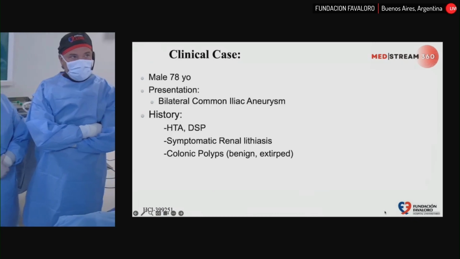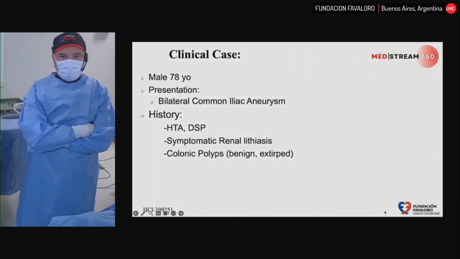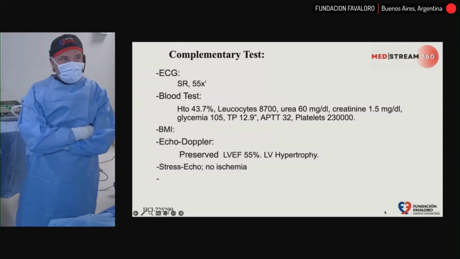So he is a 78-year-old male presented with bilateral common iliac aneurysm. Actually, he suffered from hypertension and dyslipidemia, and he also suffered for many years from symptomatic renal lithiasis. So he has a normal ECG, normal blood test. The echo Doppler also showed a preserved left ventricular ejection fraction with some hypertrophy. The stress echo didn't show any ischemia.